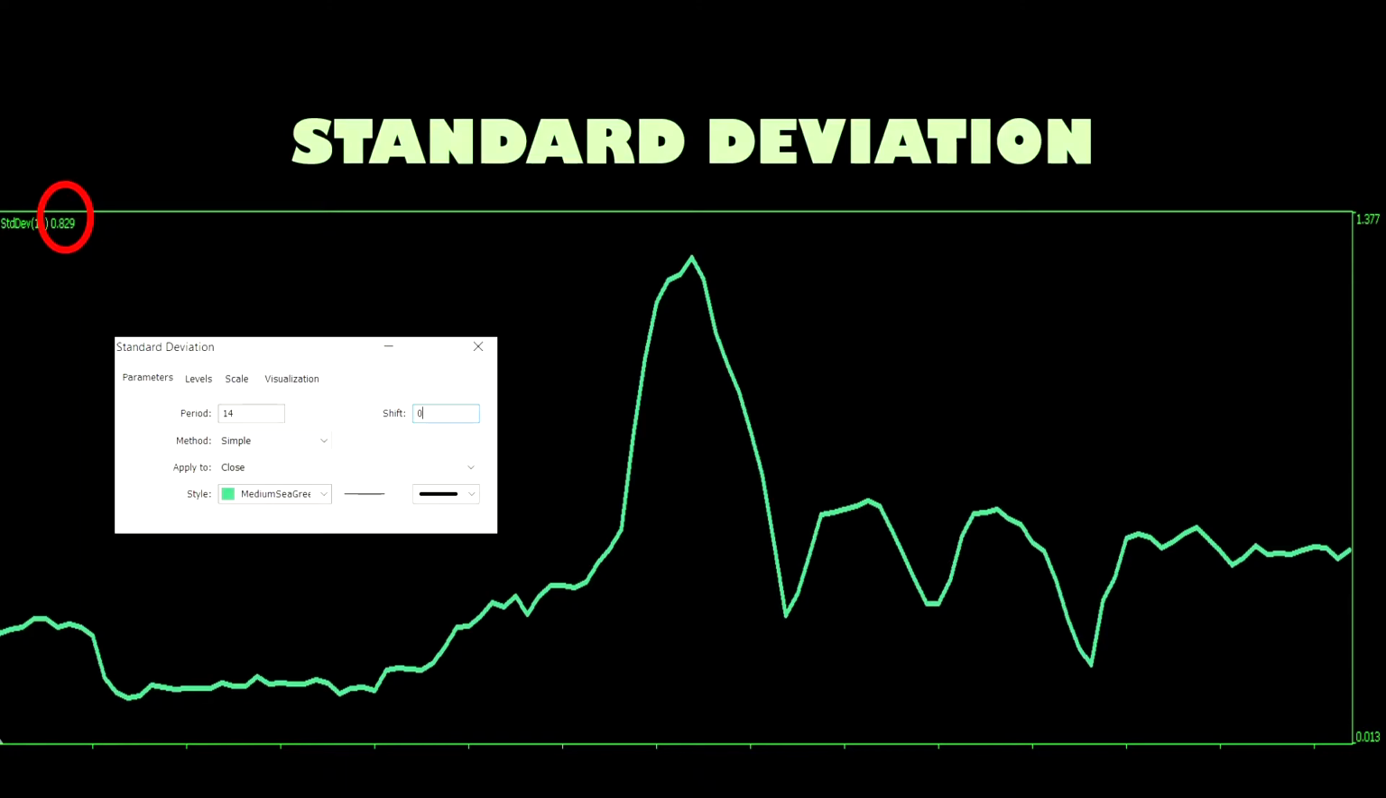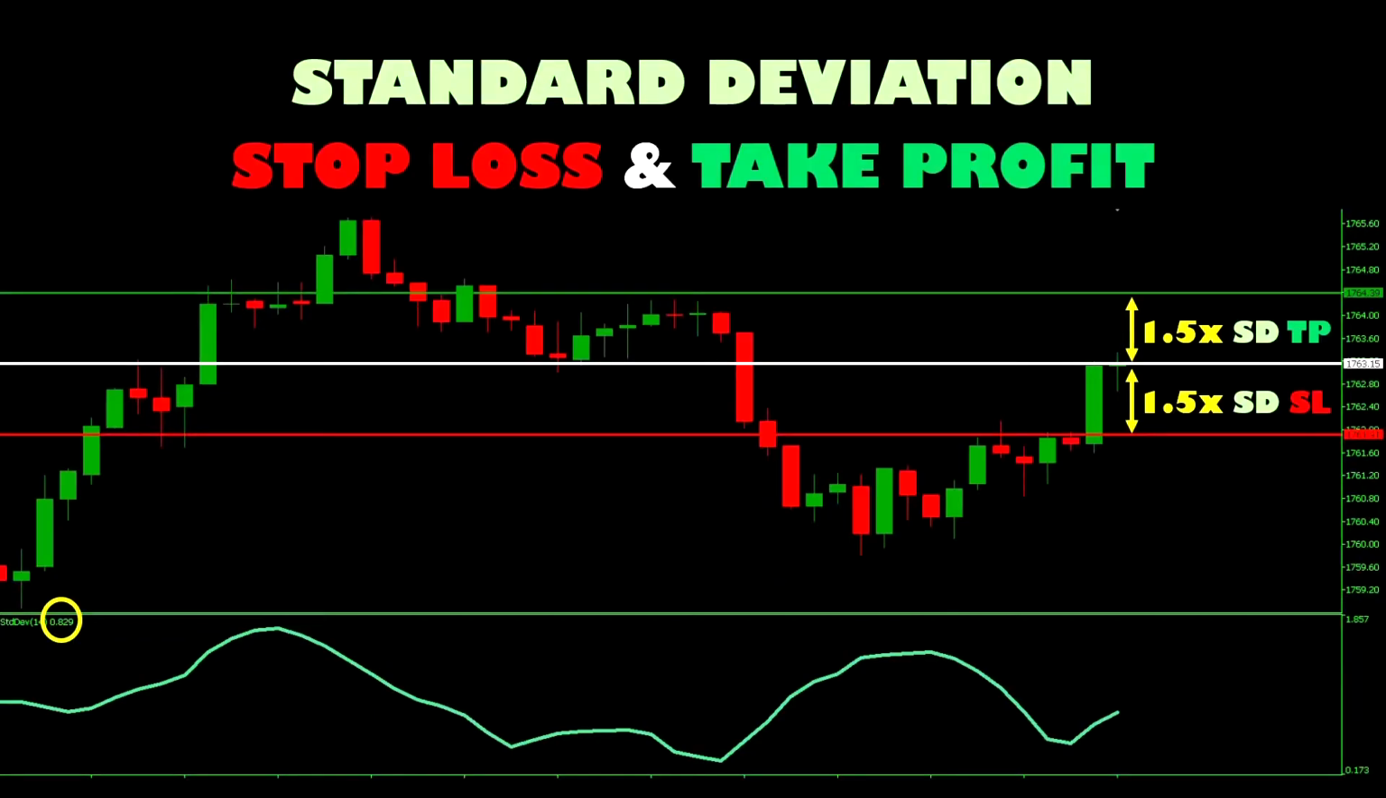For the purposes of our strategy, it's enough to know that we are going to be using the default 14-period input on a simple moving average for it, and you can see in the top left corner of the oscillator where it gives its value. Just so you've got an idea, here's a quick example of what the distance looks like with a 1.5 times standard deviation value used for both the stop loss and the take profit.